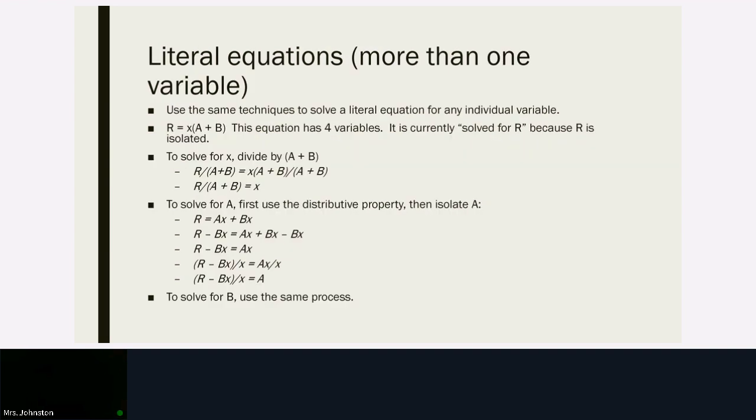Literal equations means that it has more than one variable. So here's an example where r equals x times the quantity a plus b. We have 4 different variables here, and it currently is solved for r because r is the variable that's isolated on one side. But we can change this around.